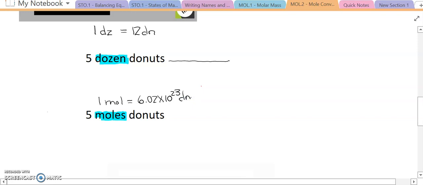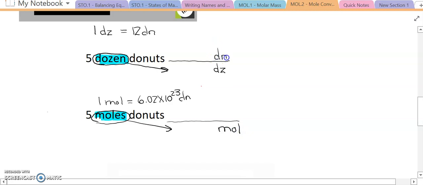Both problems can be set up the same way. You set up a fraction line. And don't let the word fraction scare you. Any chemistry problem, the number they give me, I'm going to start with. So there's my starting point. And I am going to take that unit and I'm going to put it at the bottom of the fraction line. I can do the same thing with moles and put that at the bottom of the fraction line, because the idea is to be able to get rid of moles and change it into donuts. In this case, it's dozen donuts, but in this case, it's moles of donuts.